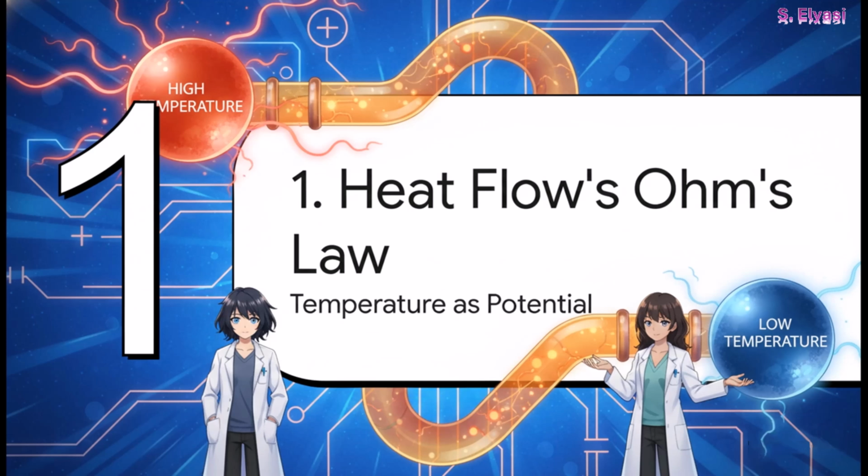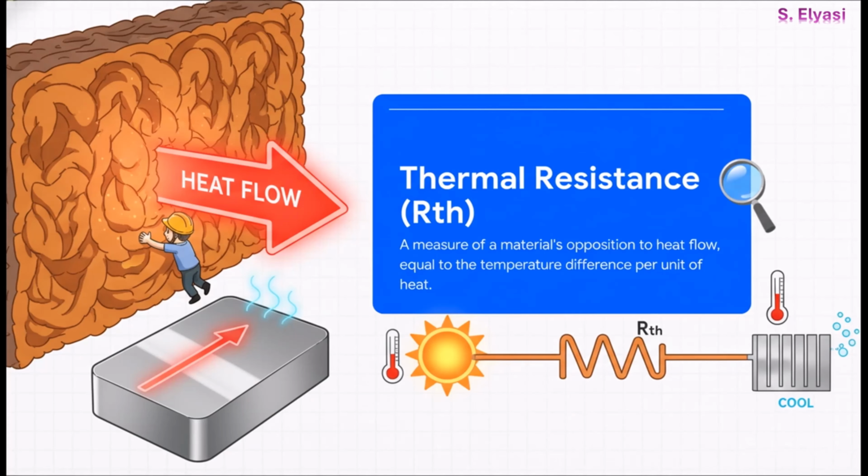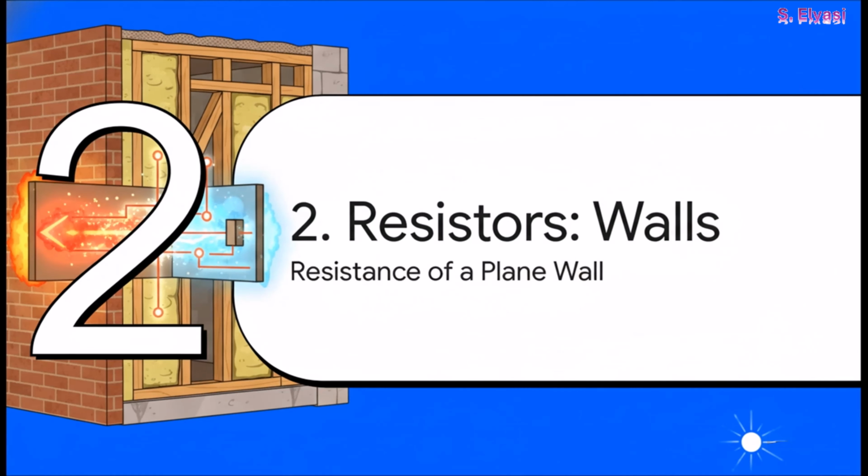So, let's just make sure we've got this straight. In electricity, voltage is the potential that drives the flow. In heat transfer, temperature is the potential. Heat always flows from a higher temperature to a lower one. The material that it has to flow through, that's our resistance. So the whole point here is that materials don't just kind of block heat. No, they provide a very specific, measurable resistance. If something has a high thermal resistance, it's a great insulator. If it has a low thermal resistance, it's a great conductor. Simple as that.